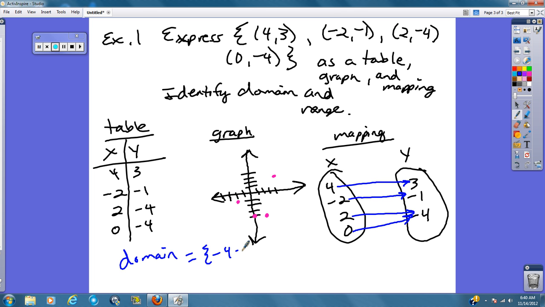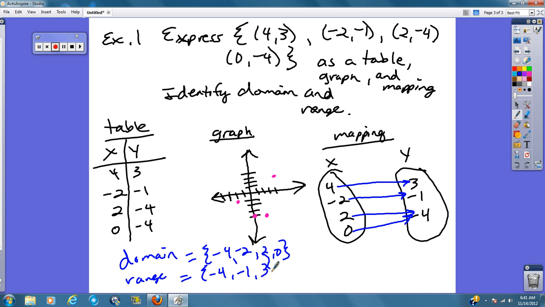So -4, -2, put commas in, 2 and 0. Now this might be one where you want to put it in order, and that's okay. Okay. And then the range, I'm going to put them in order. It's going to be -4, -1, and 3. And that's what I mean when I say put them in order.